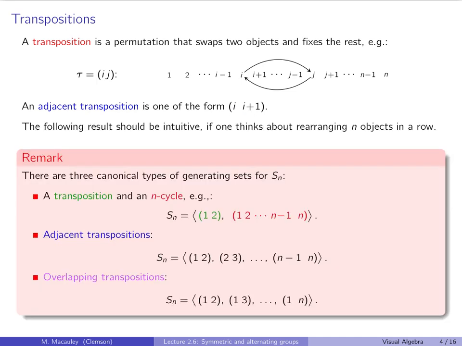The following fact should be intuitive if one thinks about rearranging n objects in a row, and that there are three canonical types of generating sets for Sn. And when I say intuitive, I mean the fact that these are all generating sets should be intuitive. The word canonical is maybe overused. It just means natural, and it's not a formal concept. So what I call canonical or natural might not be to everybody. But I think you will agree once we get through these that these are all very natural generating sets.